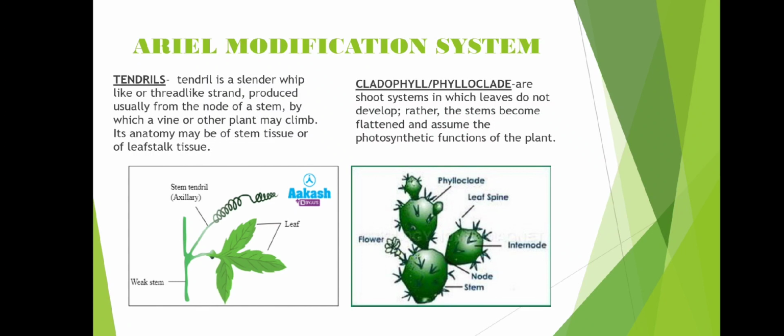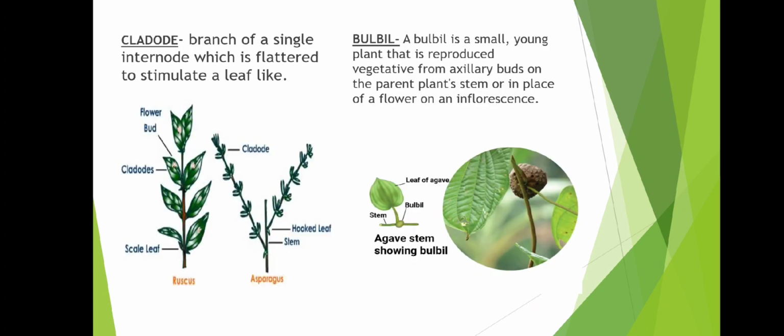Second is cladode or phylloclade, shoot systems in which leaves do not develop. Rather, the stem becomes flattened and assumes the photosynthetic function of the plant. So, dito is parang hindi nabubuo ang dahon. So, karaniwan dito nakikita sa mga cactus plant.